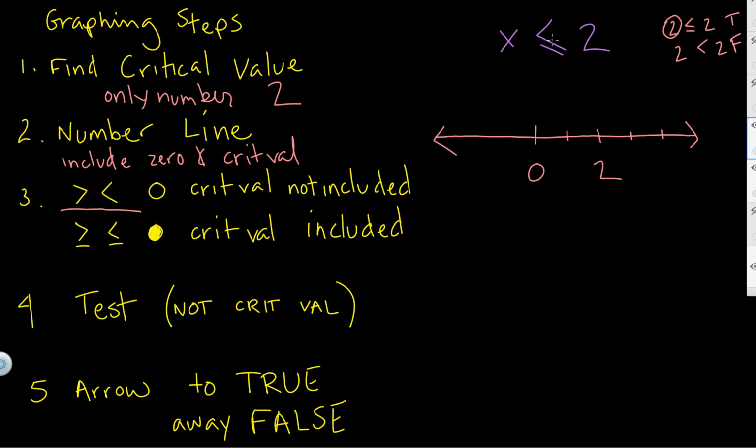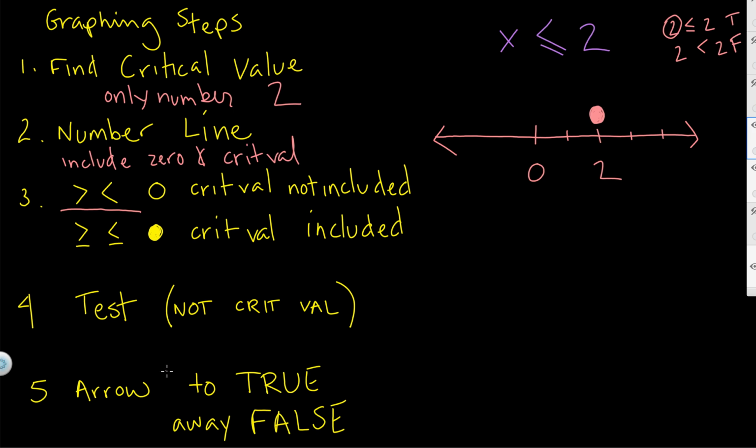So in our situation, we have less than or equal to, which means the critical value is included, and we're going to place this at the 2. Now I put mine above just so I can still see all the numbers and I see where everything is. You're welcome to put it on the number line.